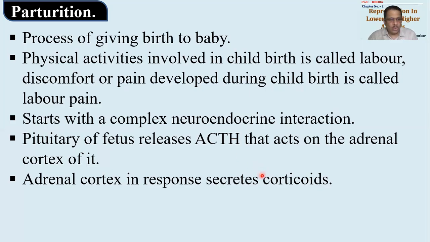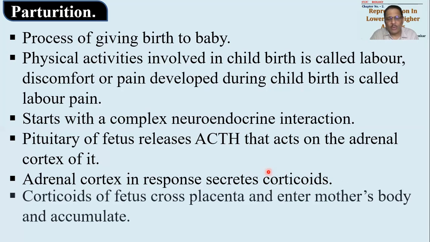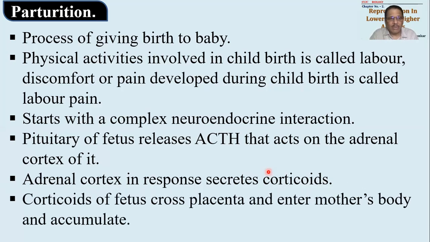So the cortex will start giving hormones. Those hormones are called corticoids. Okay, these corticoids secreted by the fetus's body will then be delivered into the mother's body through the placenta. Okay, and they will start accumulating in the mother's body. So this is a signal given by the child or fetus to the mother's body that the time for parturition has come. So I repeat, क्या क्या events थे?